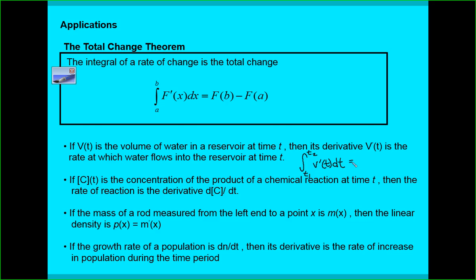The next one, if C of t is the concentration of the product of a chemical reaction at time t, then the rate of reaction is the derivative. So what would the antiderivative of C prime of t represent? That would represent the total change in the concentration of C from t sub 1 to t sub 2.